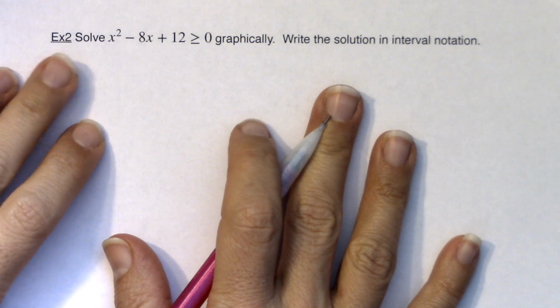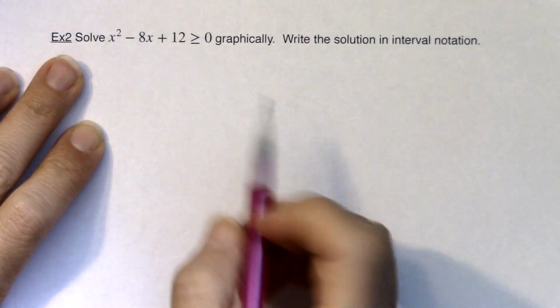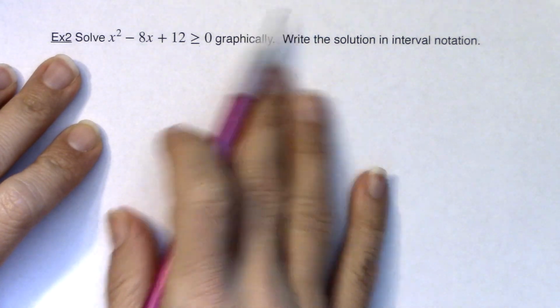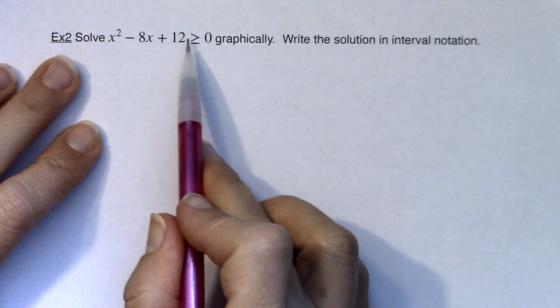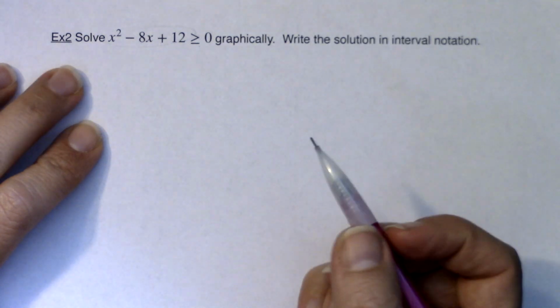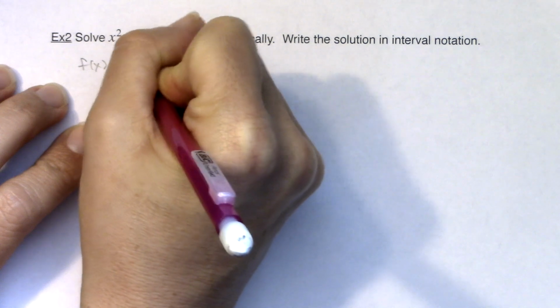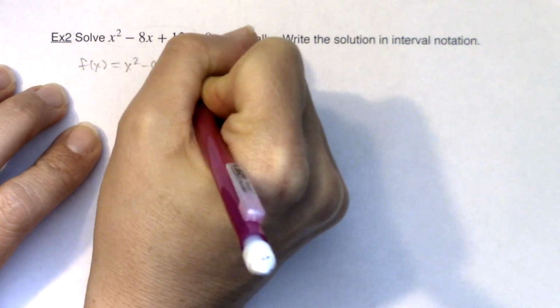Folks, welcome back. Let's take a look at this next parabola and see graphically where this thing is greater than or equal to 0, and then write our answer up in interval notation. So what I want to do is graph my quadratic expression. I want to figure out what the graph is for x squared minus 8x plus 12.